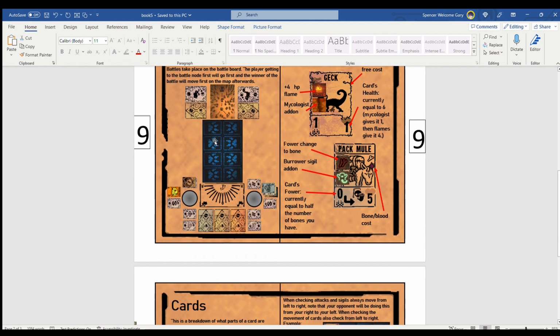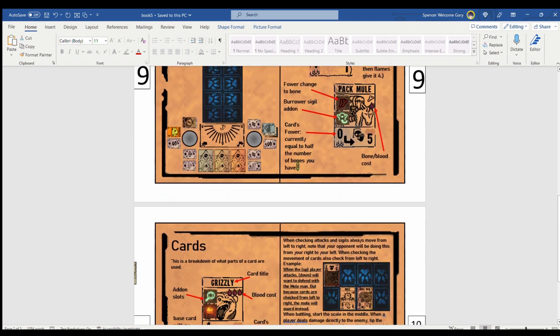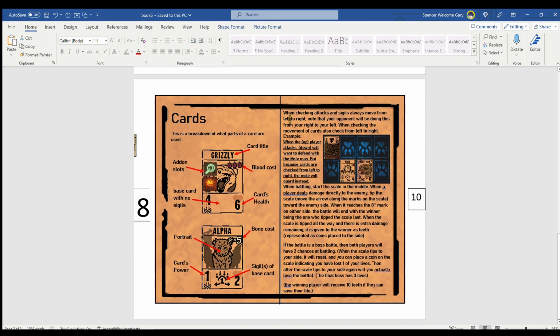And, of course, we can go to the next one, which is 10. So now we'll go over here, and this is just starting to explain the battles. When checking, attacks and sigils always move from left to right. Note that your opponent will be doing this from right to left when checking the movement of cards. This is because they'll be facing the other direction. So since you're looking this direction, like if I drew an arrow here, you're looking that direction because you're on this side of the board. So you'll be checking from this card this direction, but since they're the opposite of you, they'll be checking from this card to this direction, because for them, this is left to right.